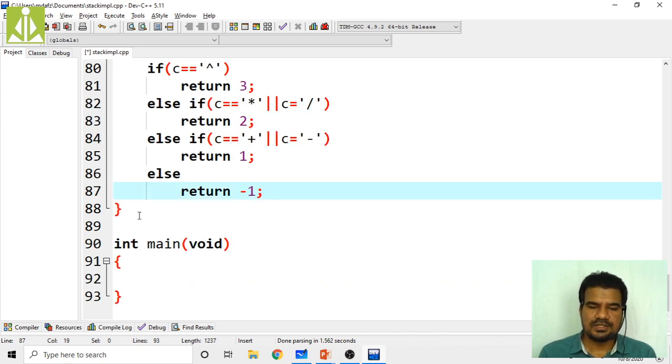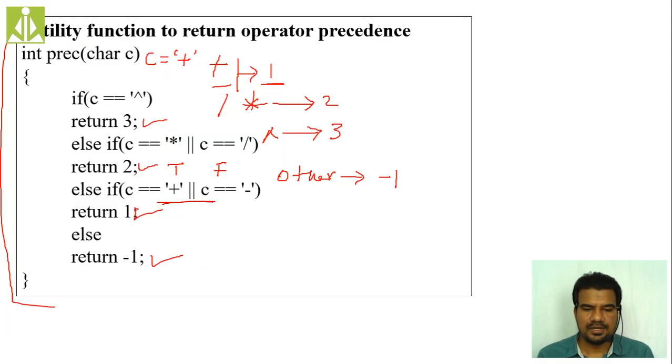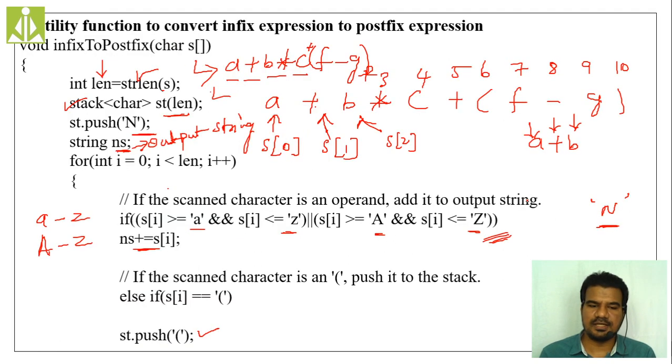So after this, what we have to do? We have to write our infix to postfix utility function. See here in our slide. We have written the operator precedence function. Code the utility function to return the operator precedence. This we have done. So then we have to code the utility function to convert infix expression to postfix expression. That is nothing but this function, the infix to postfix function.